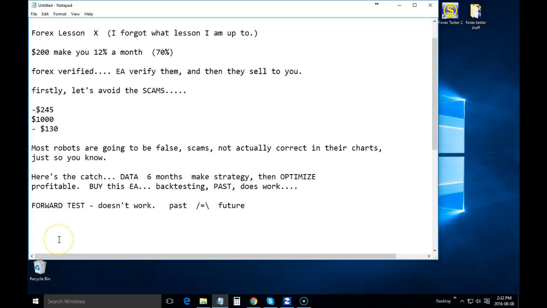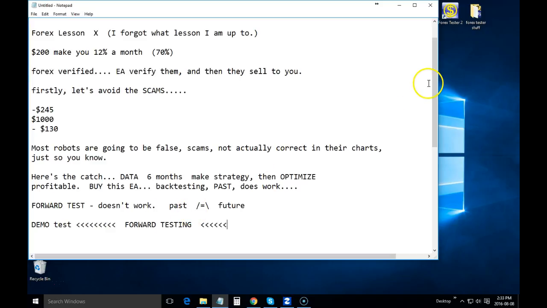So find a system, demo test it. Do not put real money into a system unless you've designed it yourself and history tested it and then demo tested it. Because a demo test will tell you a lot about how it works in forward testing situations. You're going to find out a lot about it.